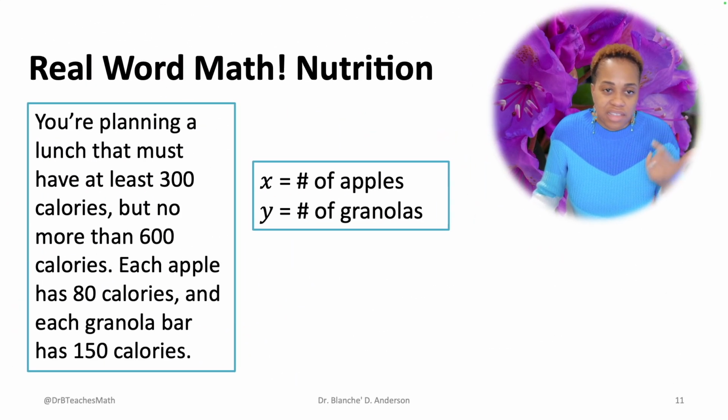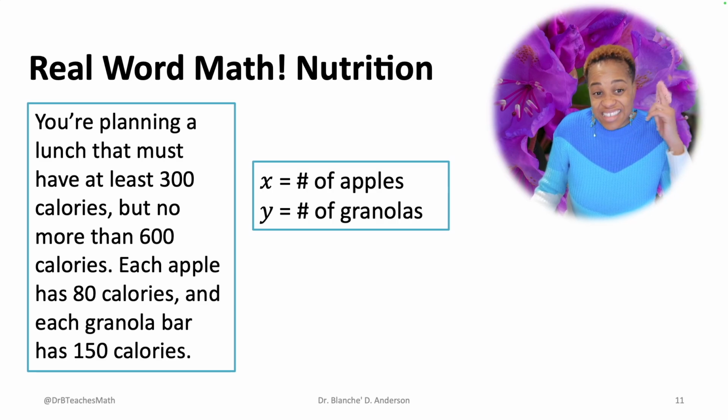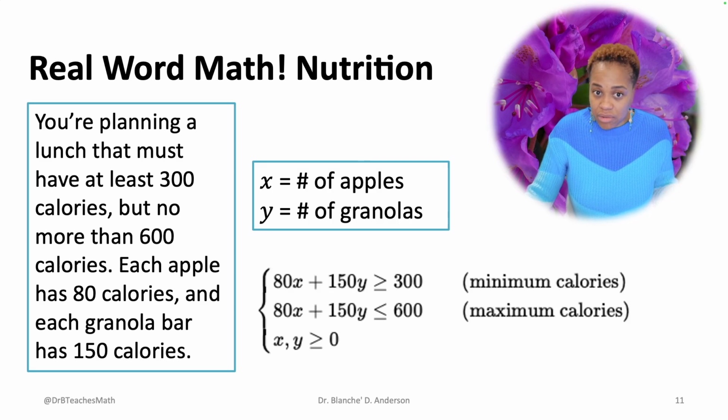And then this last one, which people do a lot of, counting calories. Oh my goodness. Well, how many apples can I eat? How many granola bars can I eat and still get enough calories, right? I need to make sure that I get at least 300 calories, but I don't go over 600, right? And then this is the same thing. I'm going to eat some apples. I have to eat some apples. You can't eat a negative apple.